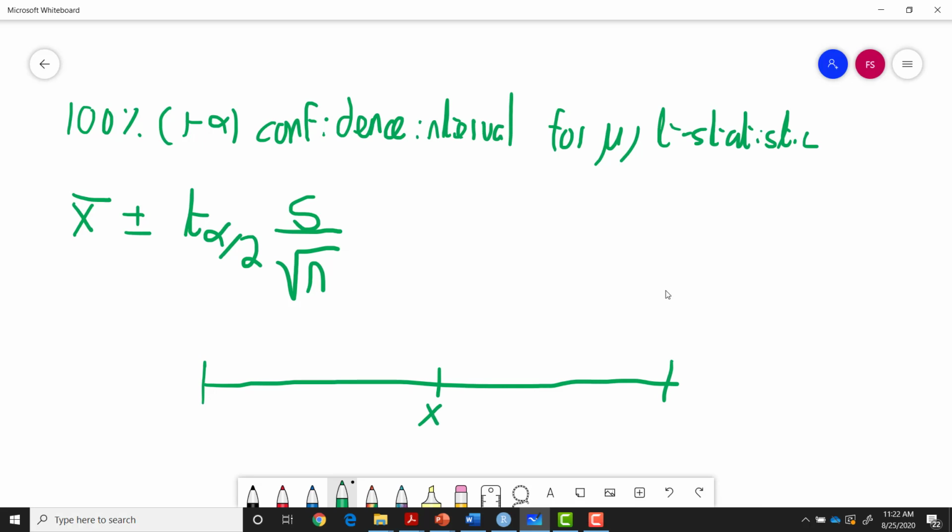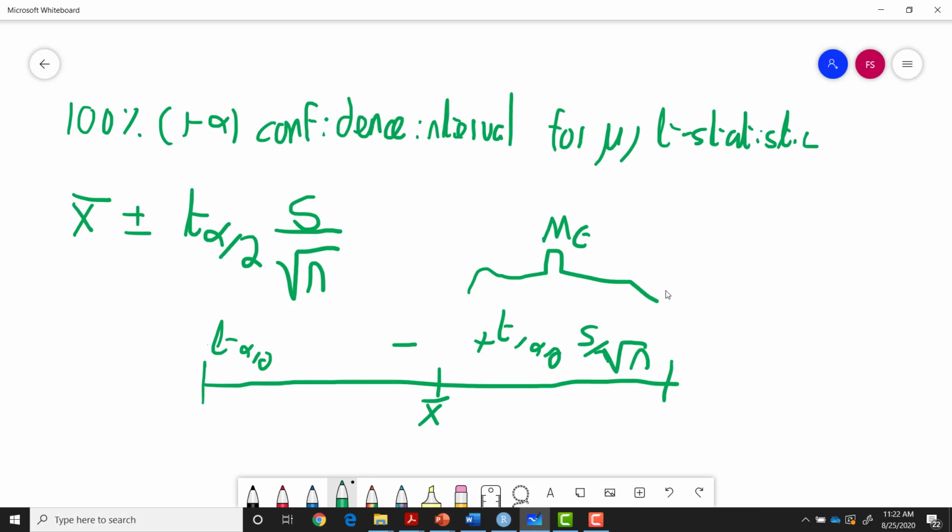And I'll just give you a little bit of a visualization. We have the x bar in the middle, then we have plus t alpha over 2 s over root n, which is our margin of error, and then we have our minus t alpha over 2 s over root n. And sometimes when I do it, I'll actually write the degrees of freedom in the t statistic, so it will be with n minus 1 degrees of freedom.